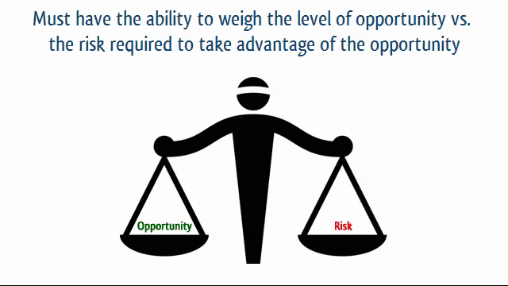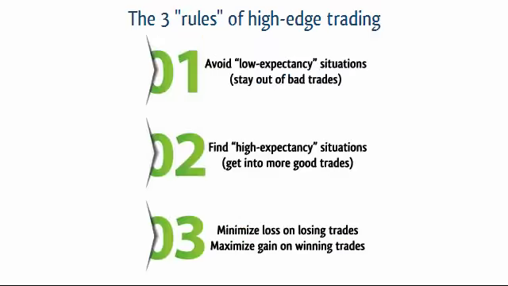And of course, you're never going to be right 100% of the time, but if you can consistently enter trades when the opportunity in the market outweighs the risk, and you can consistently avoid trades where the odds are not in your favor, you're going to come out on top. So that leads to what we call the three rules, if you will, for increasing your edge. And rule one is to avoid as many low expectancy trades as possible.